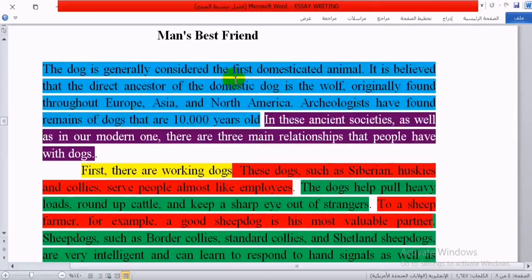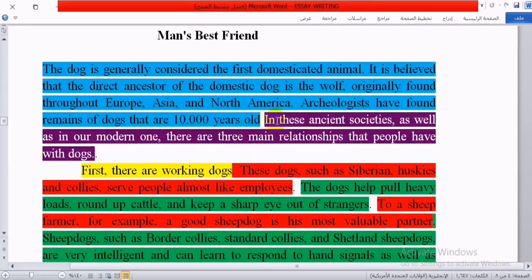So these sentences offer a historical background about the essay. We have said that the first remains of the dog are 10,000 years old, so it is history. We are talking about history, and hence the type of the introductory paragraph is not funnel. It is attention getting, because these sentences offer a historical background about the dog.